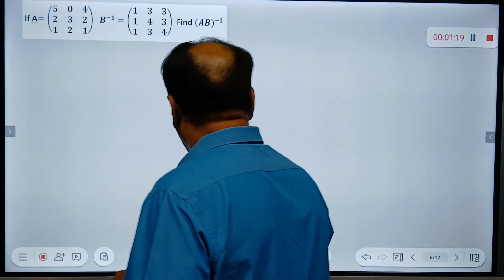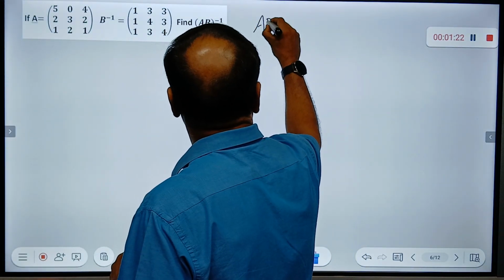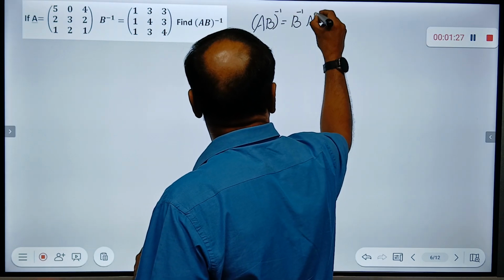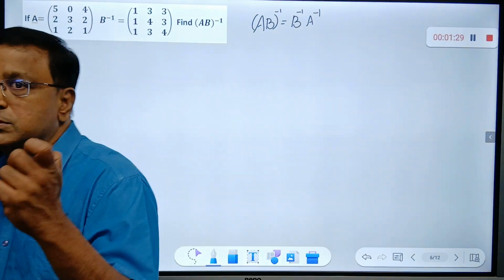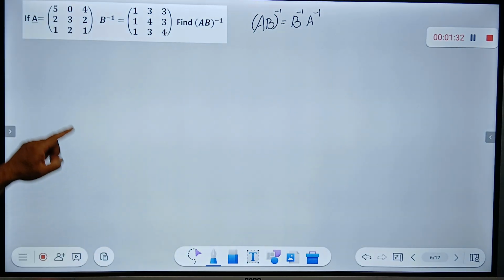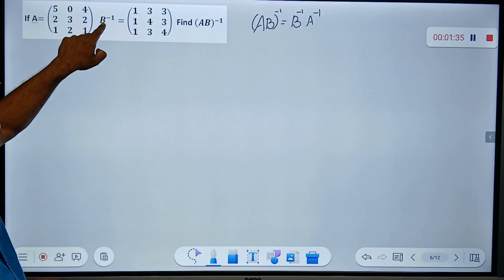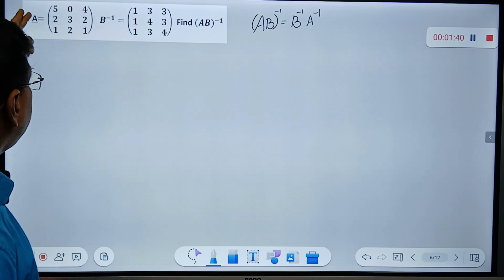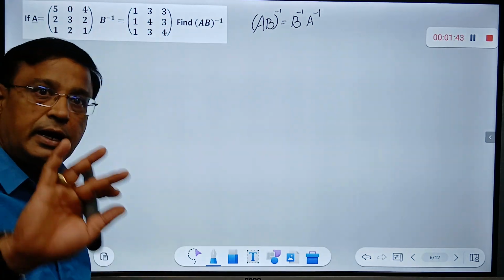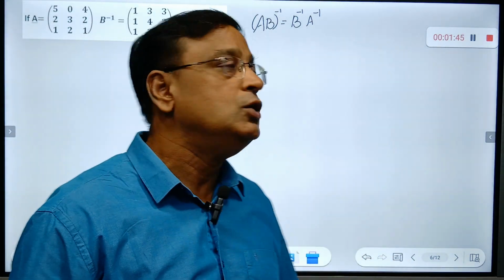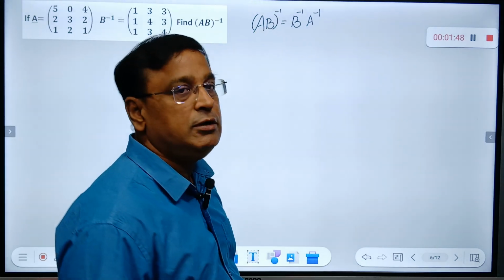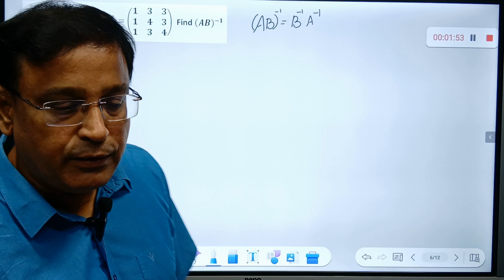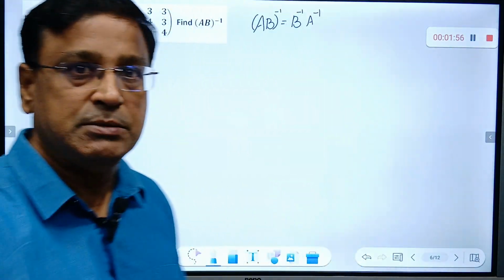But you know (AB) inverse is nothing but B inverse into A inverse. If you know this result, this problem becomes simpler. Otherwise, some students will try to find the inverse of B inverse. If you find the inverse of B inverse, it will be B. Then they multiply A with B, and then again they find the inverse. It becomes very, very lengthy. But if you use this result, (AB) inverse is B inverse into A inverse, I already have B inverse. All that I need to find is A inverse. That is much simpler, isn't it?